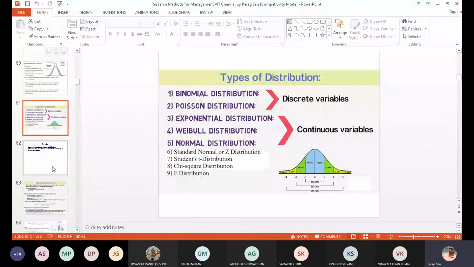Now we will describe more details on the types of distribution. As you can see here, there are a lot of distributions, but we will classify them as discrete variable distributions and distributions based on continuous variables. Among the discrete distributions, we will focus on the binomial distribution and Poisson distribution. In the case of continuous variables, we will focus on the exponential distribution, Weibull distribution, normal distribution or standard normal or Z distribution, student's t distribution, and chi-square distribution.